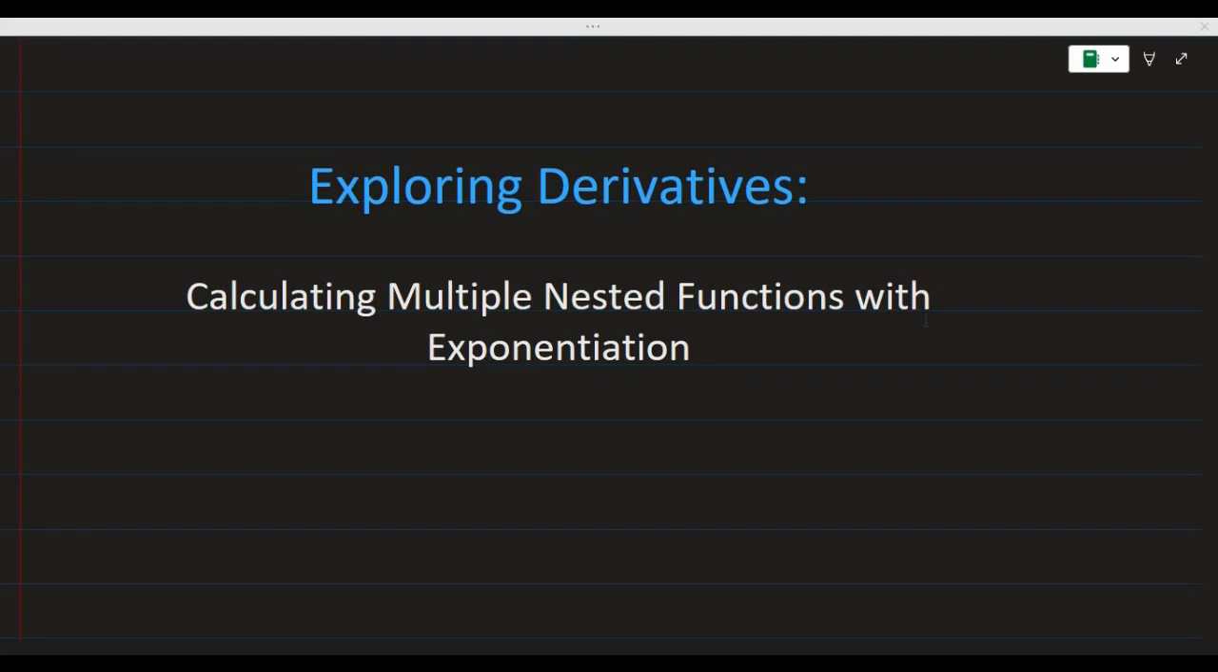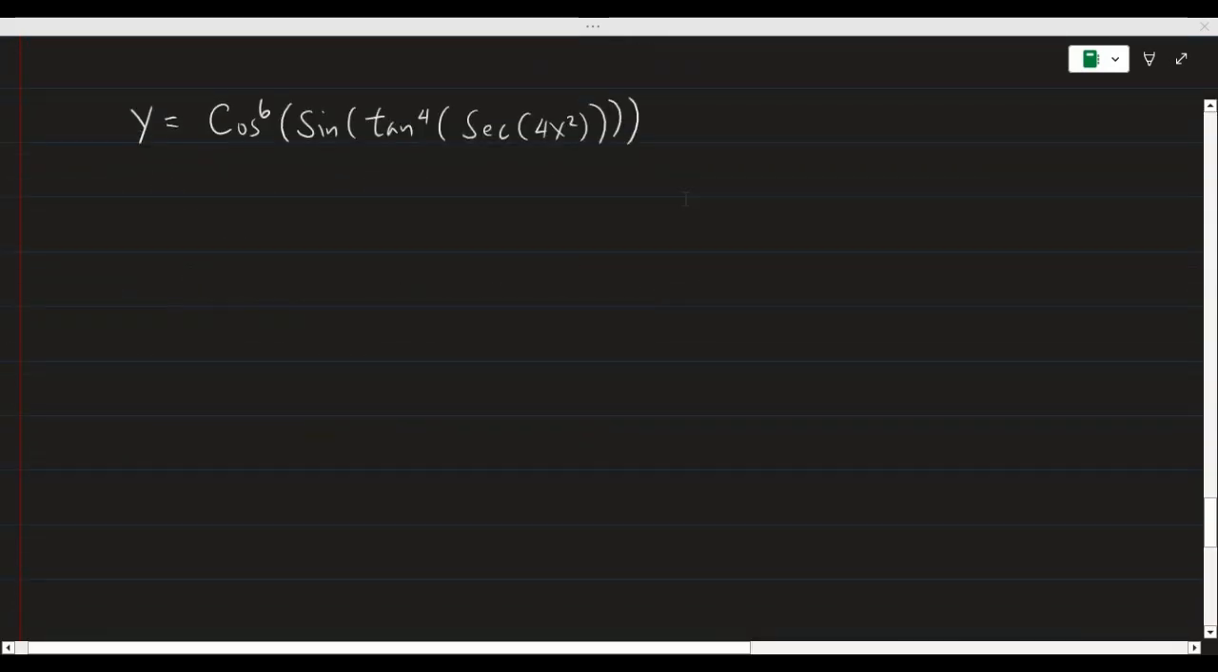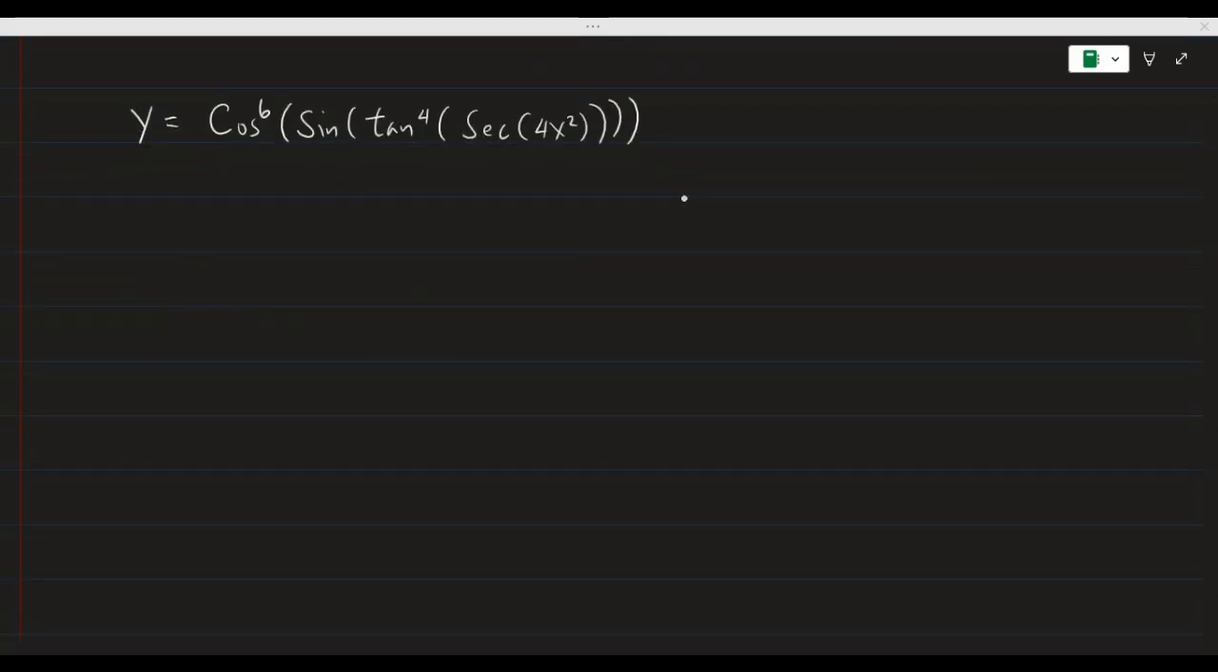Let's continue our practice with derivatives. In this video, we are going to explore finding the derivative of a composite function with multiple levels of nesting and exponentiation. To find the derivative of a composite function with exponentiation, the power rule must be applied first, followed by the chain rule.